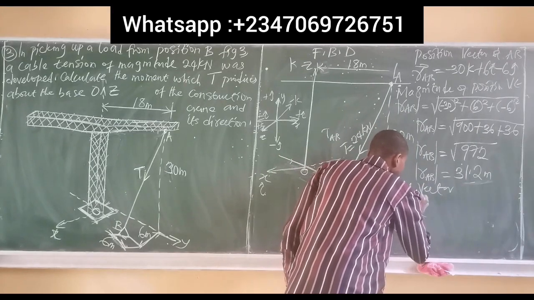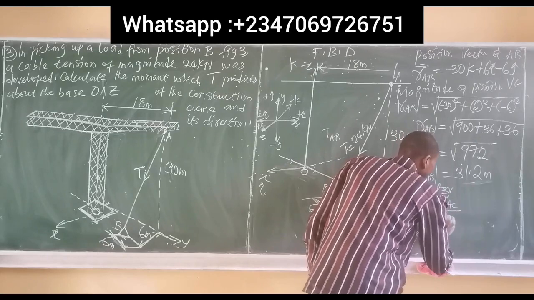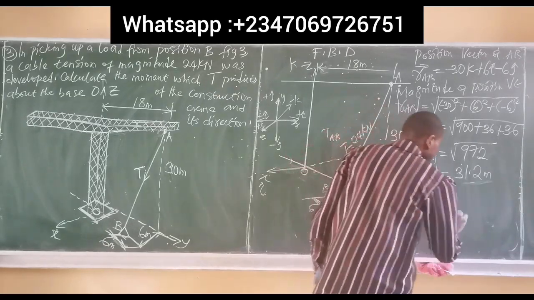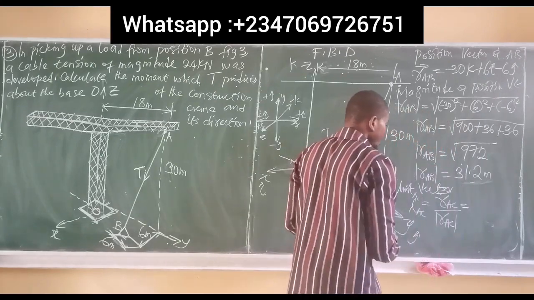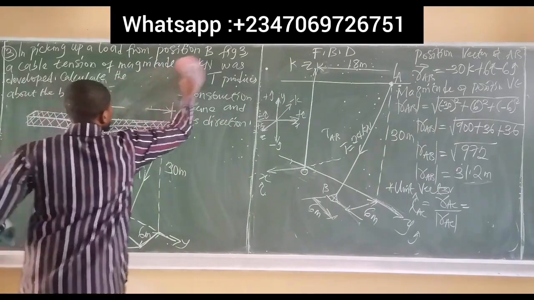Lambda AC, which stands for unit vector, is simply the position vector in cable AC over the magnitude of the position vector in cable AC. It's as simple as this. I think I can wipe the equation now.